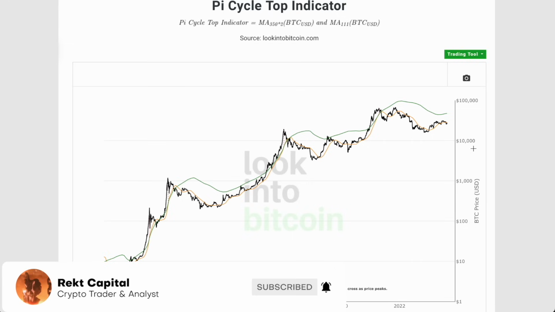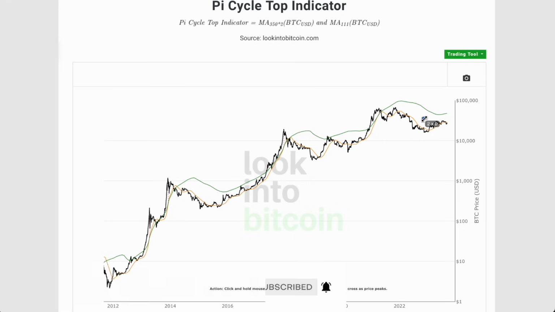So the Pi Cycle Top Indicator, a really interesting indicator because this is the orange 111-day moving average, and we tend to see very similar price behavior relative to this Pi Cycle moving average, and it really does tie in with the 4-year cycle.